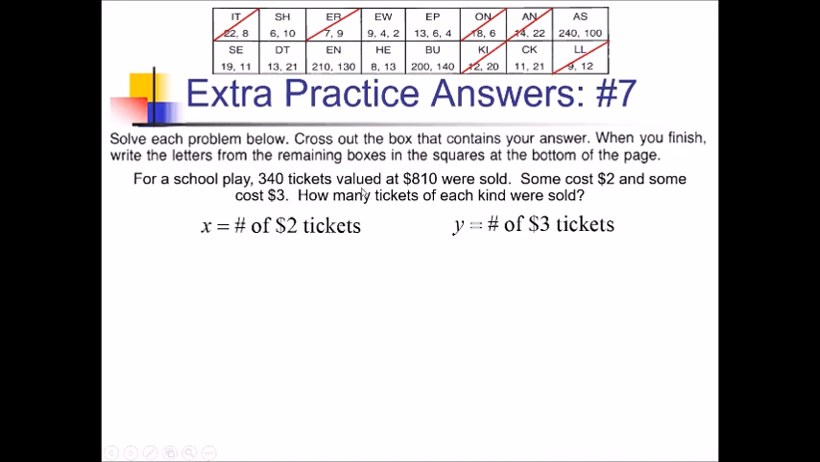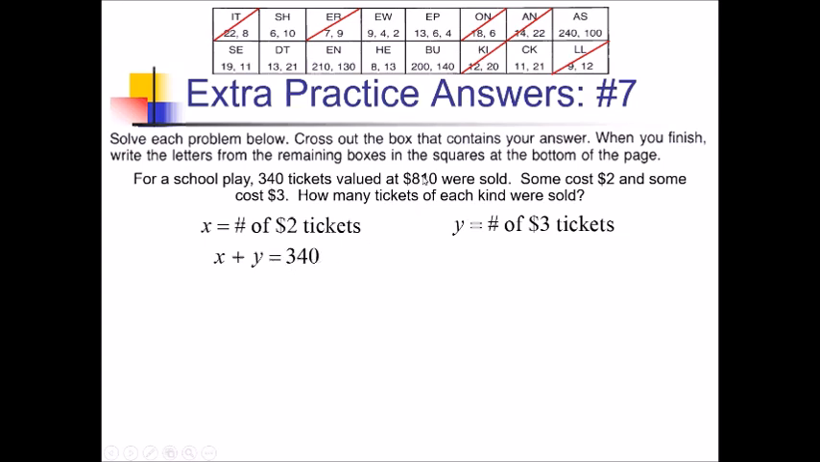This first sentence has a lot of info packed in one place. So we can talk about the number of tickets overall that were sold, 340. If I take all the $2 tickets, X, and add to that the $3 tickets, Y, that should all add up to 340. So there is one of the two equations I need.